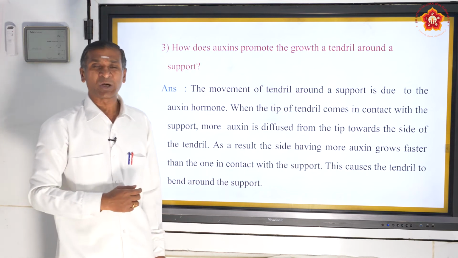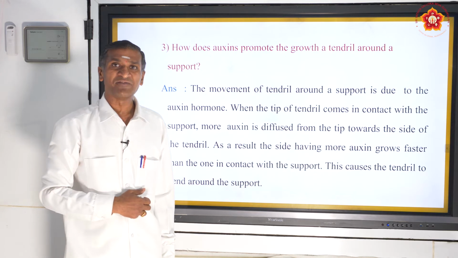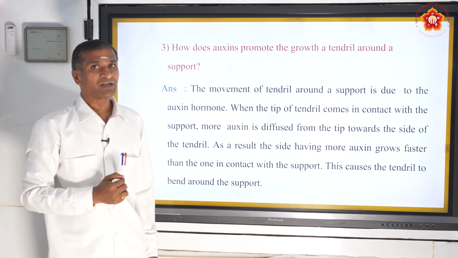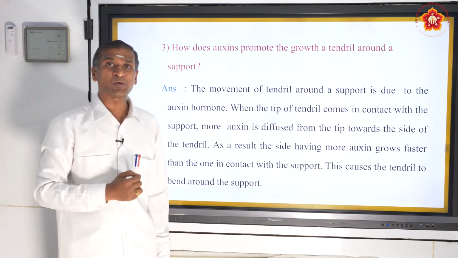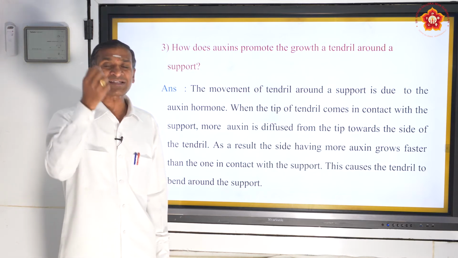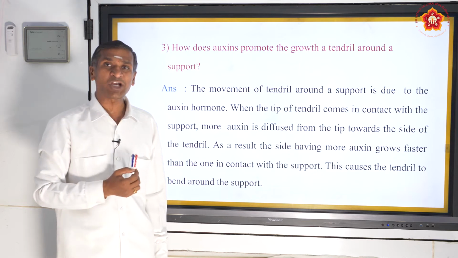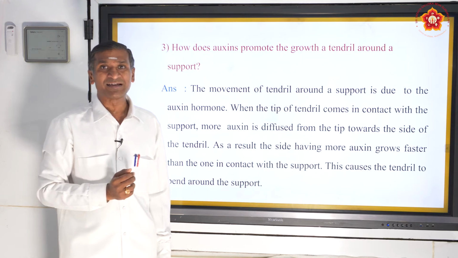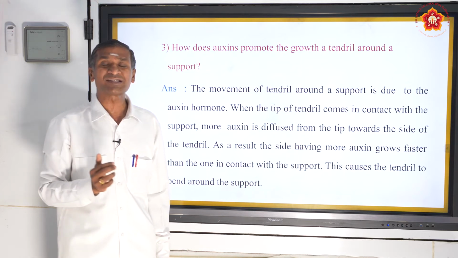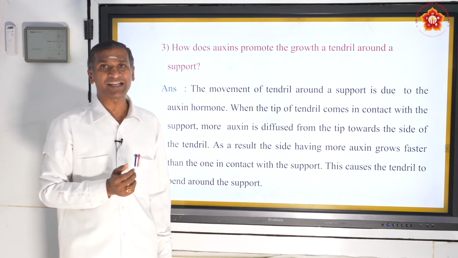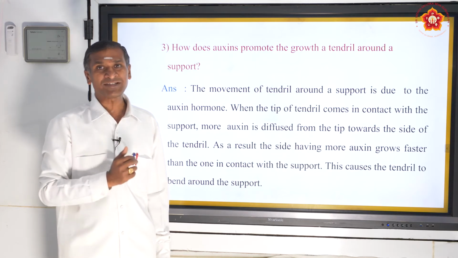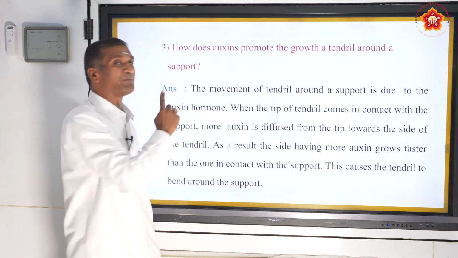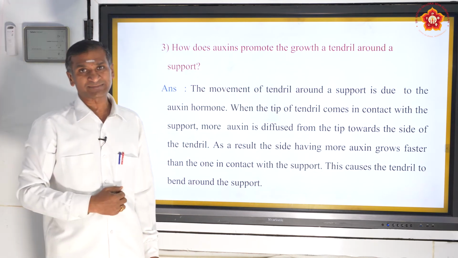In short, auxins help in growth. We all know that auxin is found in the root tip and the shoot tip. The shoot tip is exposed to sunlight. Due to that sunlight, the auxin in the shoot tip gets diffused to the side parts of the plant. The side with more auxin starts to grow faster at first. With that, we see the growth of a tendril around the main support.